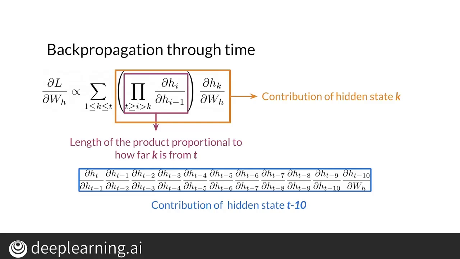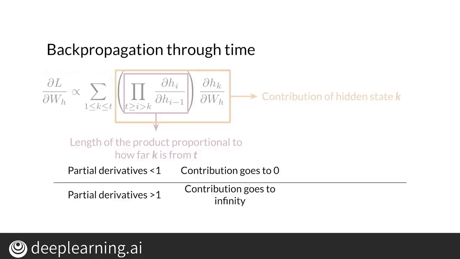For instance, the contribution to the gradient of a hidden state that is 10 steps away from step t, you would have to compute a product of 10 terms. Therefore, if the partial derivatives are lower than 1, the contribution of the hidden state to the gradient approaches 0 as you move further away from the place where the loss is computed. Conversely, if the partial derivatives are greater than 1, the contribution to the gradient goes to infinity.